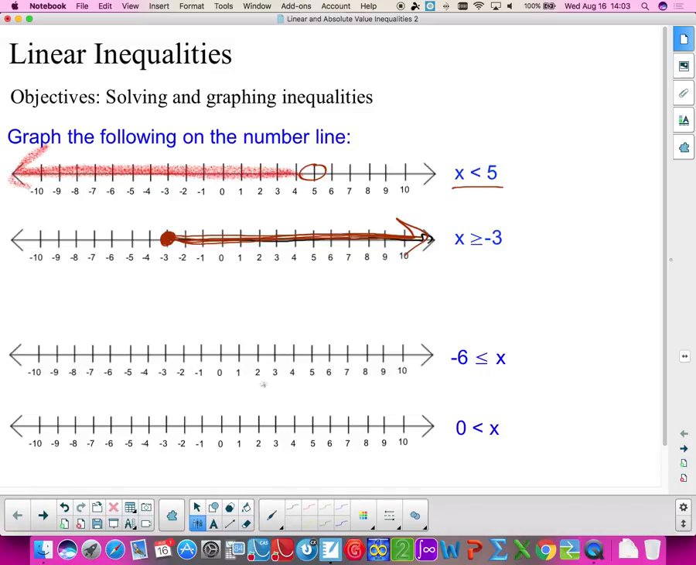I'm going to mark it 6. Is it going to be filled in or open circle? Filled in. This is going to be filled in at 6. I'm sorry, negative 6. Okay? So I'm going to go to negative 6. I'm going to do it in blue, purple. Purple is actually my favorite color.